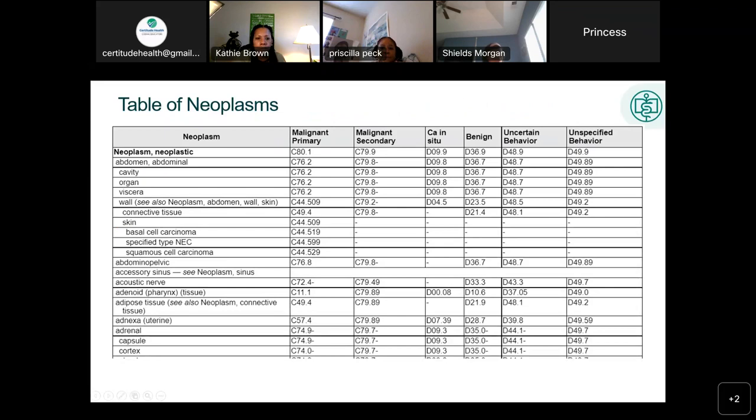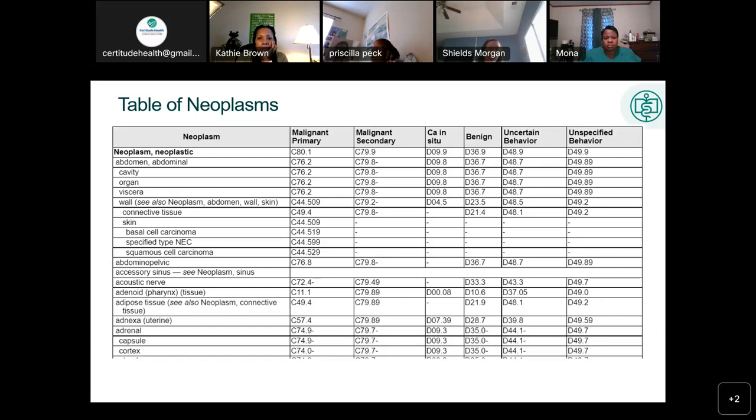Neoplasm. So I want to go over the neoplasm table in detail. Turn to page 359 in your ICD-10 CM book. What is the page? I'm sorry. 359. On page 359, you have a neoplasm table.